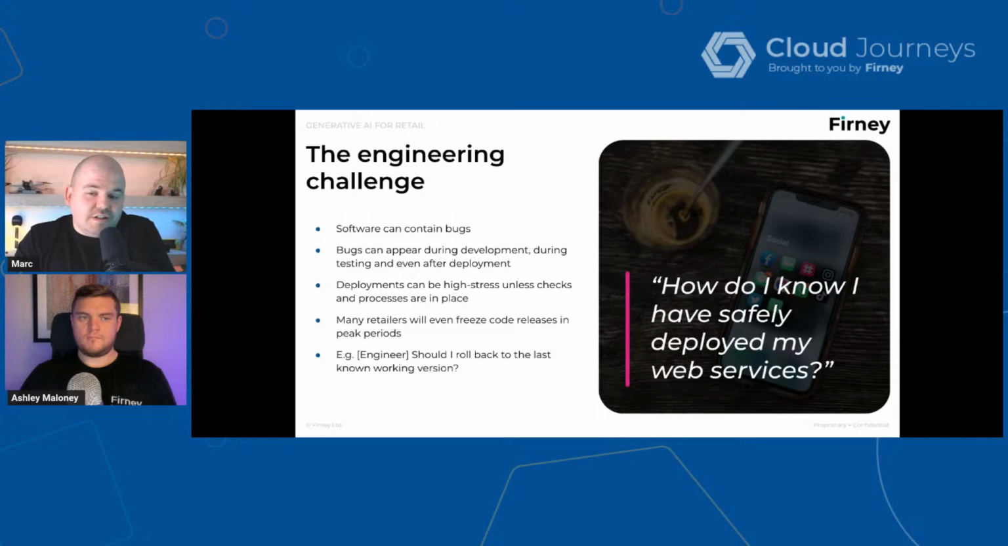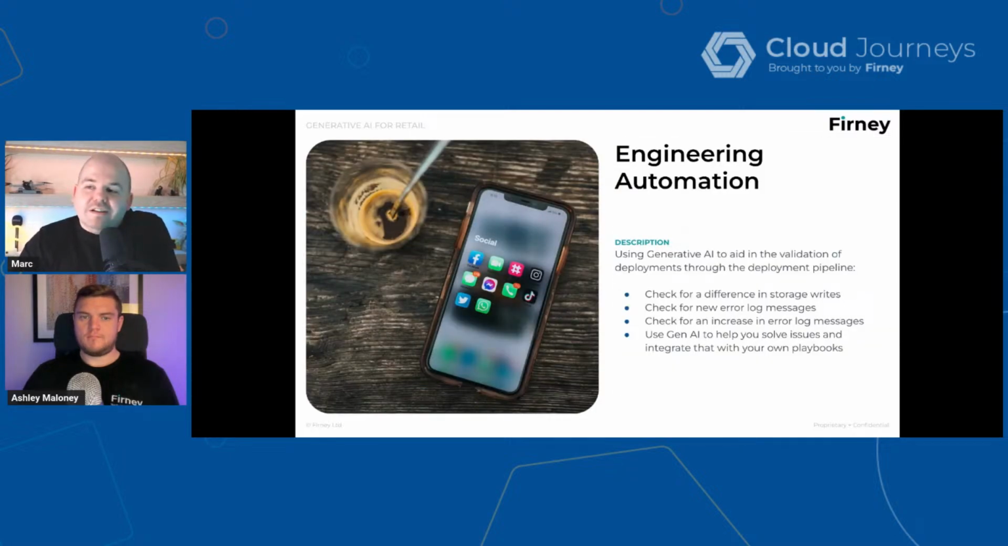So the question there for the engineer is, should I roll back to the last known working version or not? Is it something that I can fix quickly? Have I safely deployed the web services? Are they stable? And this is where we can use the AI to help with those deployments in the deployment pipeline.